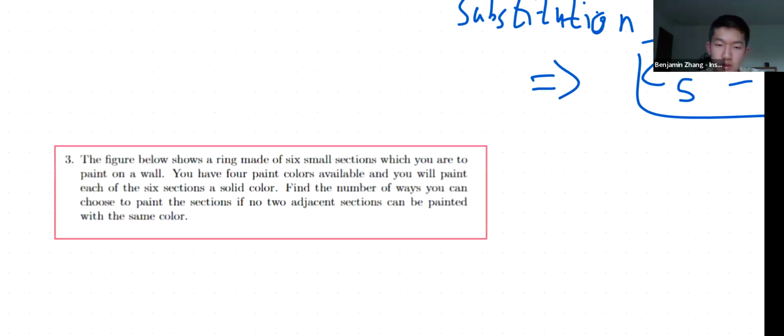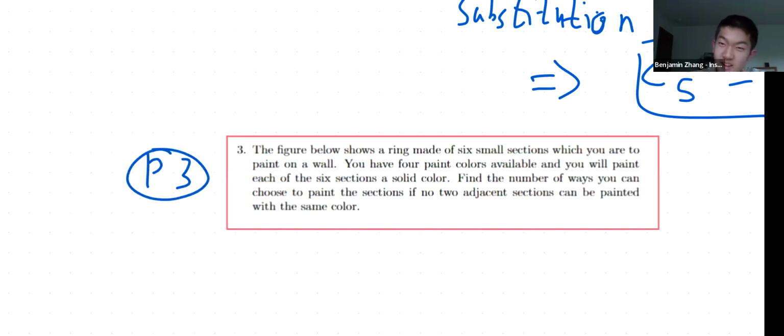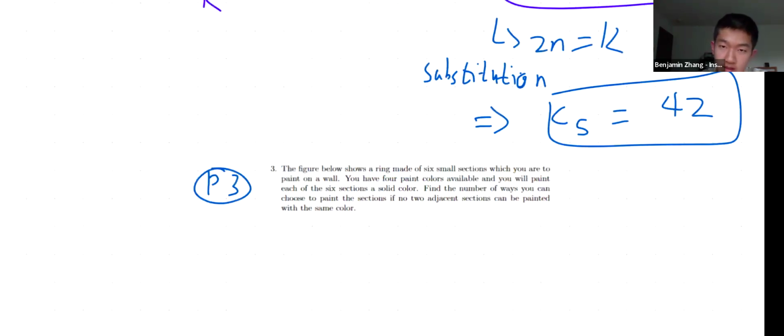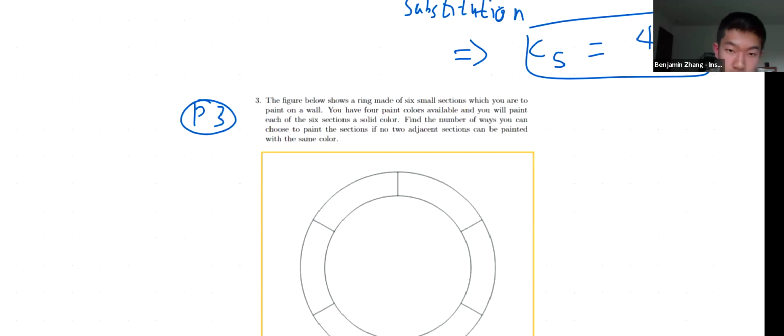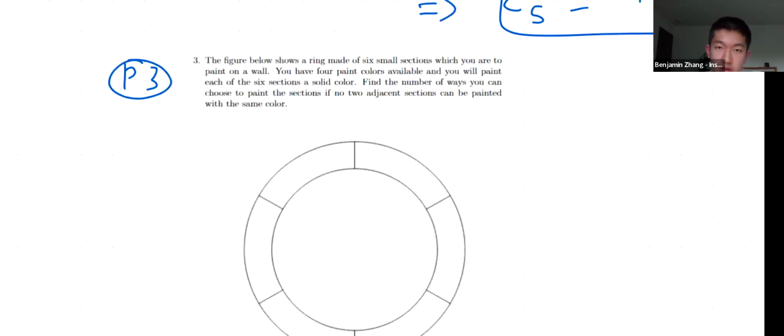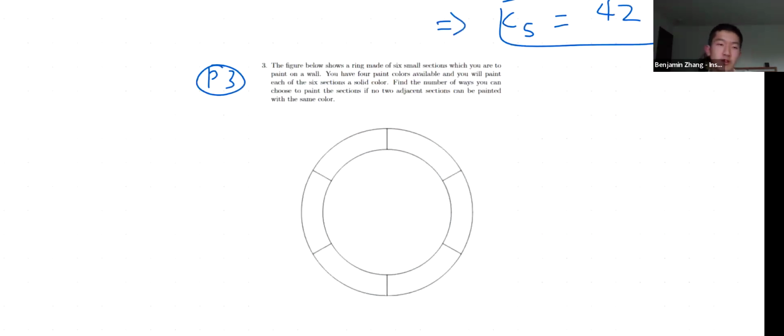So the figure below, let me copy the figure, sorry, shows a ring that consists of 6 sections. And you have 4 colors to paint these 6 sections in. Yes, this is a past AIME problem. It's pretty well known, I think. You have 4 paint colors available, and you want to paint each of these 6 sections a solid color. And you want to find the number of ways you can choose to paint the sections if no 2 adjacent sections can be painted with the same color.